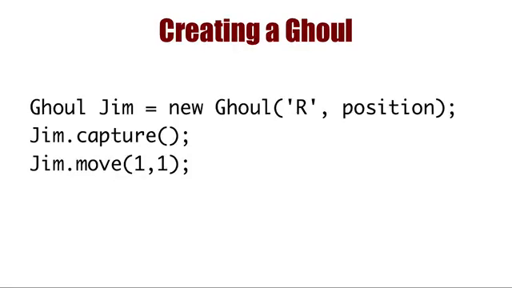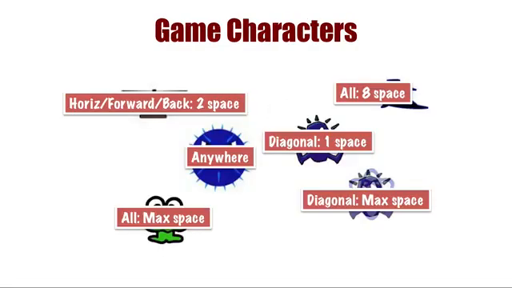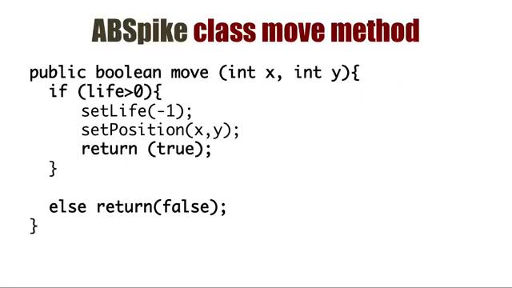Here is the code we might see in a client program. A Ghoul object Jim is created, and then Jim can invoke the method capture or the method move. Recall, however, that not every character moves like the angry blue spike does. We need to override the move method.